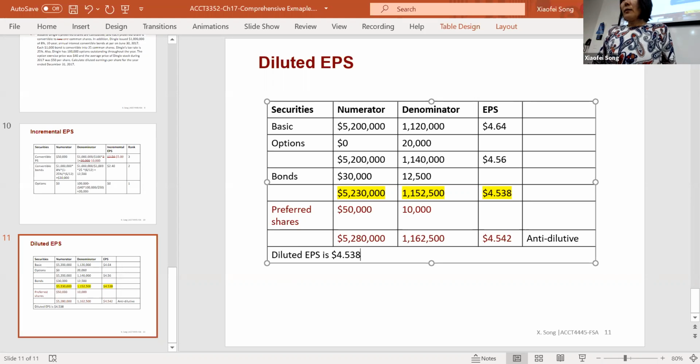Okay, so we have a little time left, so we will start on this review. So this chapter is about income tax.